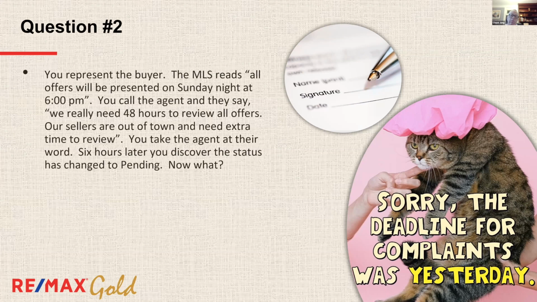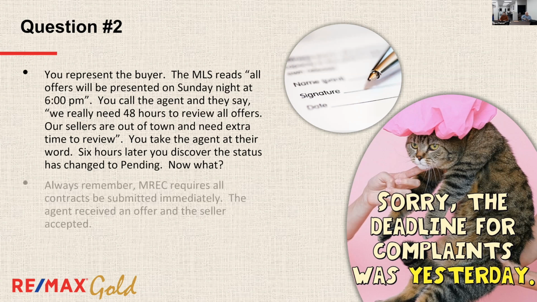You represent the buyer. The MLS reads all offers will be presented on Sunday night at 6 p.m. You call the agent and they say, we really need 48 hours to review all offers. Our sellers are out of town and they need extra time to review. You take the agent at their word. 6 hours later, you discover the status has changed to pending. Now what?